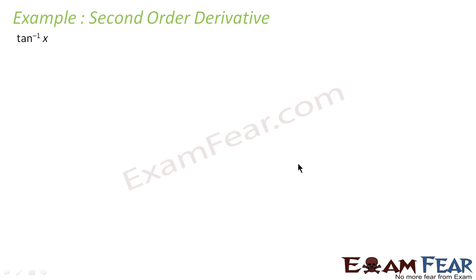Let's take one more example, tan inverse x. So I have to find the second order derivative of this. First order is very simple. y is equal to tan inverse x. My y dash is nothing but the simple formula 1 by 1 plus x square. Very simple. I got my first order. Second order is very simple actually. This is nothing but u by v form.